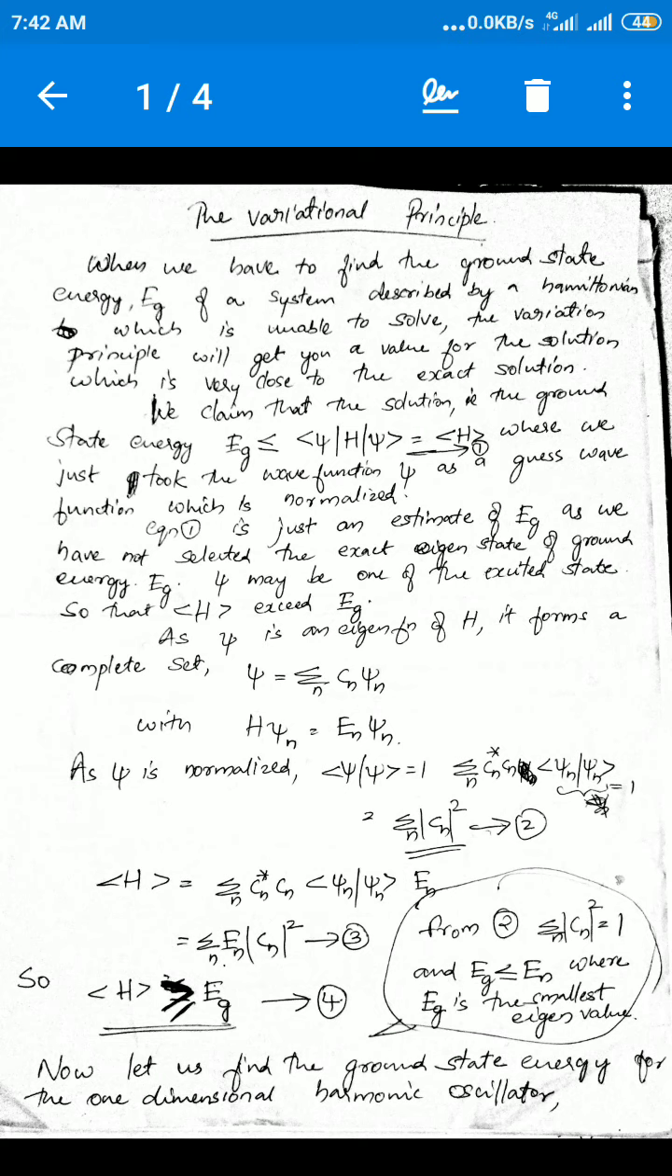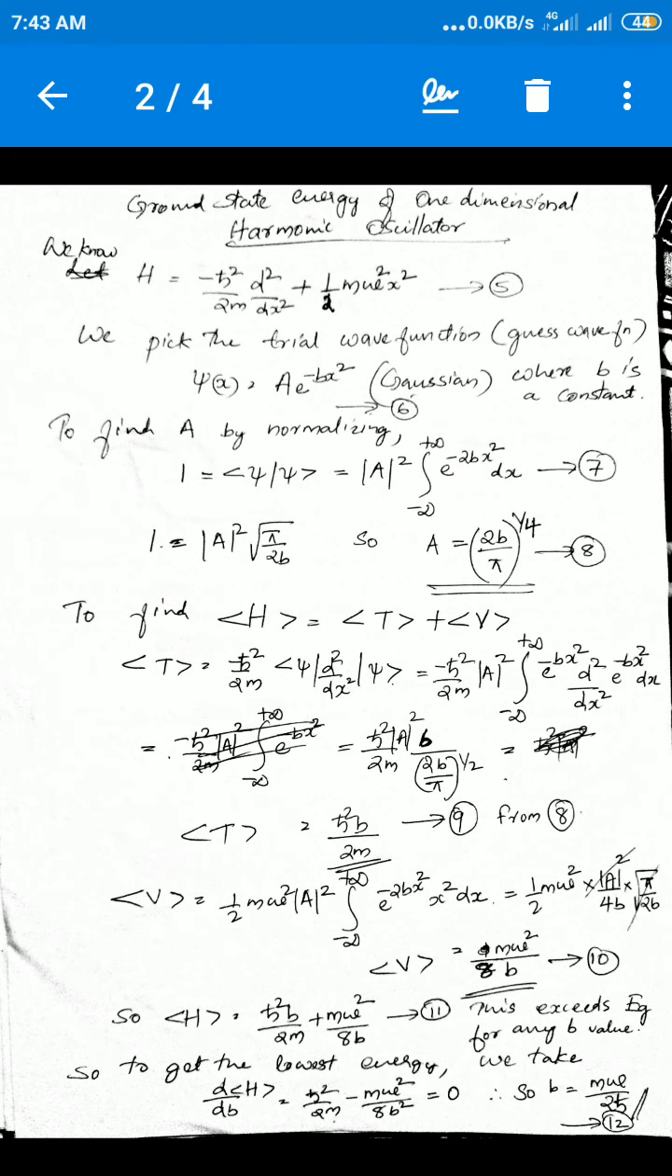And now let us find the ground state energy. We take an example. Let us find the ground state energy of a one-dimensional harmonic oscillator. This is an example for finding the solution using the variational principle. Okay, so the ground state energy of a one-dimensional harmonic oscillator. See here we have written the Hamiltonian. It is kinetic energy plus potential energy. Potential energy for the harmonic oscillator, we know that it is half m omega square r square. Here it is one dimensional, so we have written it as half m omega square x square.